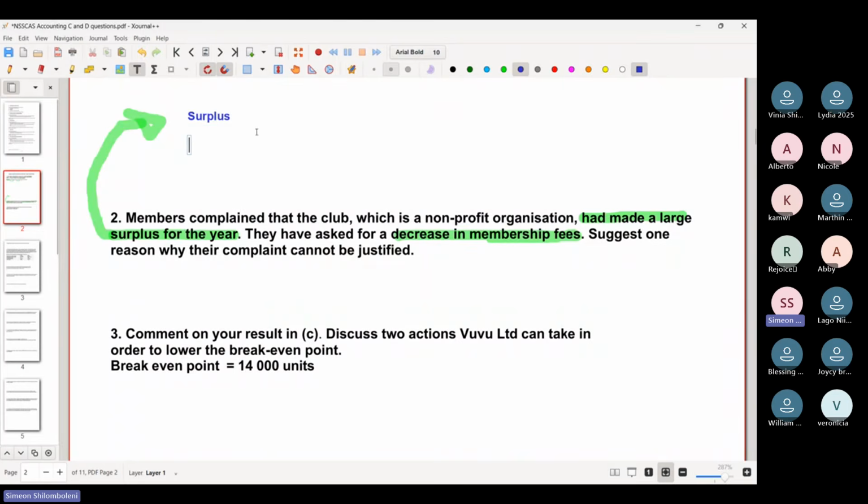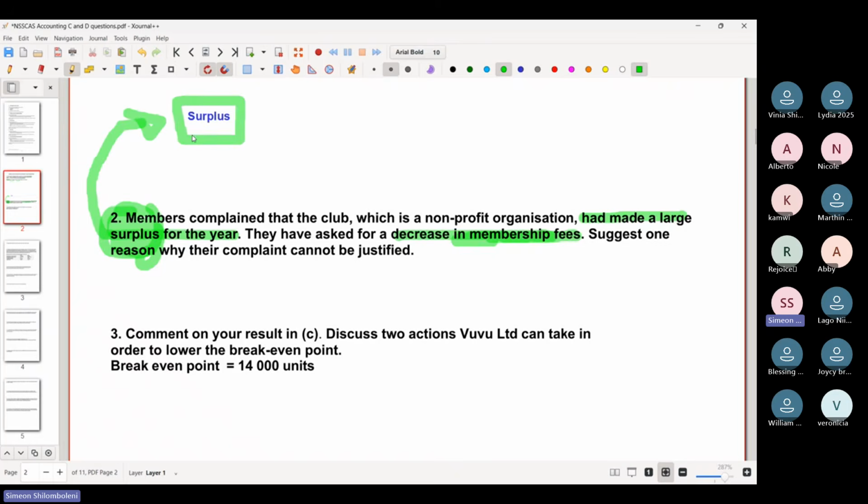What are you going to do here? What brings about surplus? You must now analyze, because the main concern why they need their fee to be decreased is not the membership fee. It has nothing to do with membership fee. It has to do with the fact that they saw the surplus. So you go to the information and you are going to analyze this surplus.